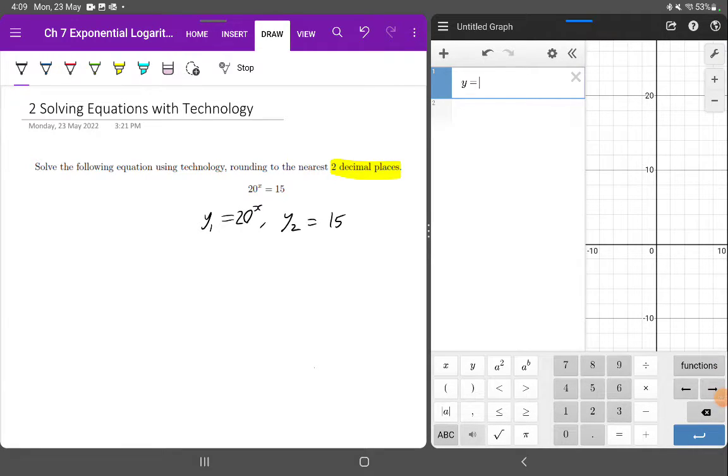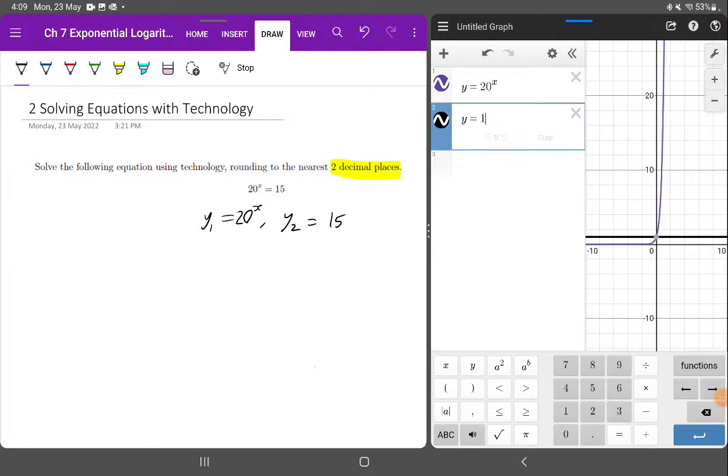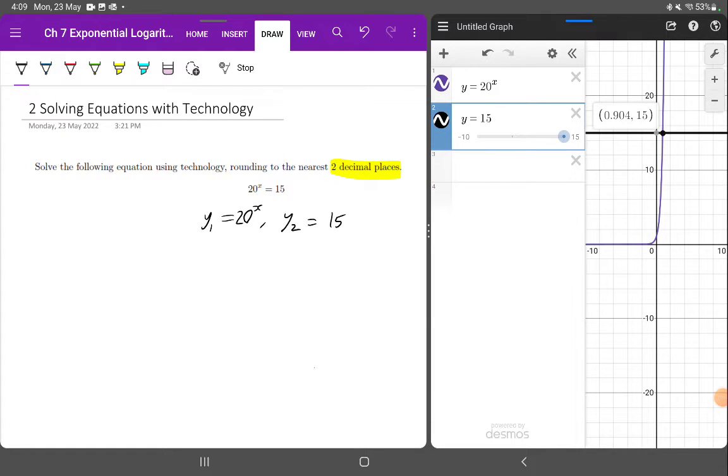Now, in Desmos, we don't have to use y1 and y2. But on your calculator, you'll need to use each side basically to go through it. Once I've done that, you can see there's an intersection right there. And in particular, I'm interested in the x-coordinate because the y-coordinate is just 15, which is just when they equal each other. So therefore, x is equal to 0.904. Because I'm rounding to 2 decimal places, it's just going to be 0.90.